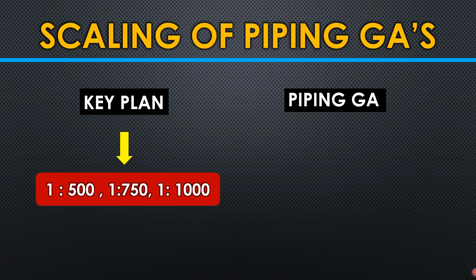So in key plan, the scalings are generally made with 1:500, 1:750 and 1:1000 ratios. I'll tell you what the number actually represents, because you may not be able to understand now. 1:500 means it has been reduced 500 times, 1:750 means 750 times, and 1:1000 means 1000 times. So the higher the ratio number, the more it is compressed.